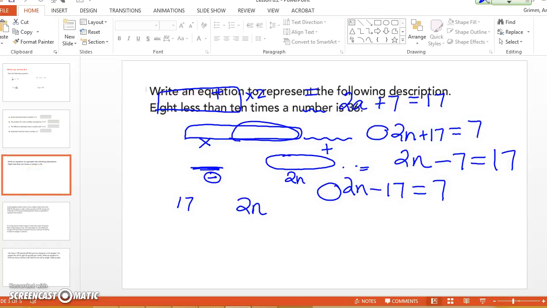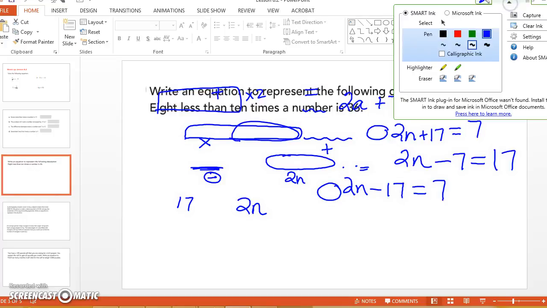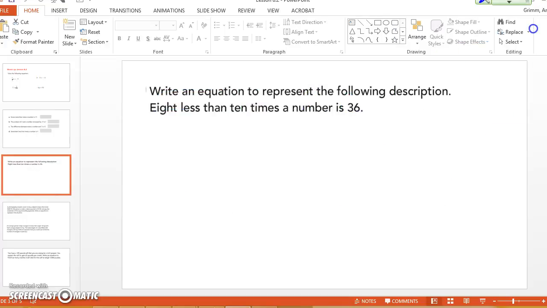All right, let's try this one. All right, write an equation to represent the following. 8 less than 10 times a number is 36. So if we can decode the words, 8 less than 10 times a number is 36. What should I start with?